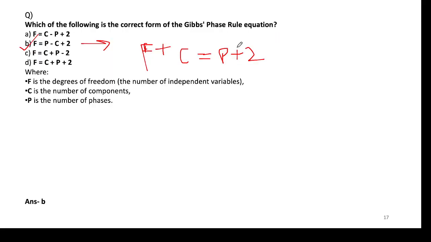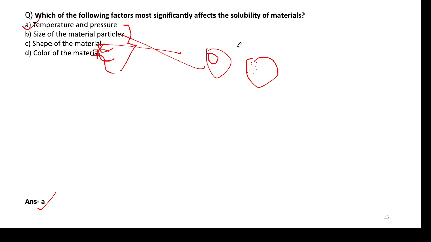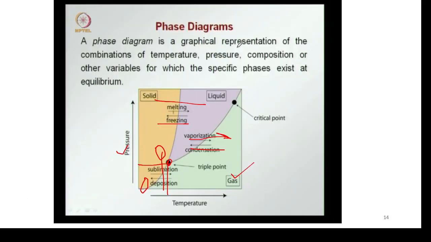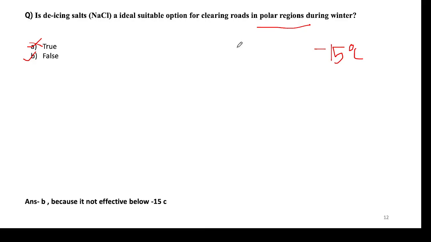We have studied the binary phase diagram, and then we have seen the Gibbs rules. Then we also studied what the sintering process is in the material, and how the sintering process creates the bond. Then we have studied the solubility of material, and how the solubility of material depends upon temperature and pressure. Then we have studied the phase diagram and how pressure and temperature can control the state of any material. Then we also studied the phase diagram again. And then we studied the very good example of whether de-icing with salt, NaCl, is possible or not.